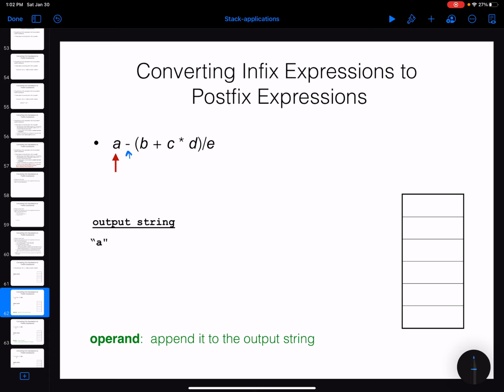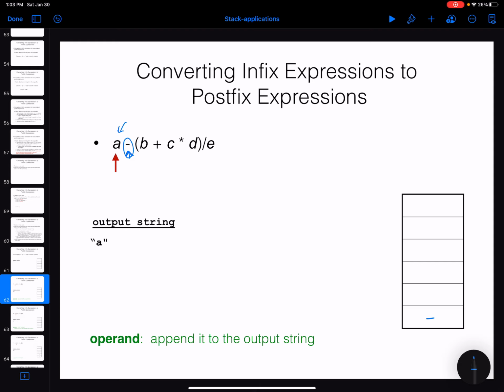So the operator needs to wait to come after all of its operands. You have already seen one of its operands, but you haven't seen the next one, and you don't know what the second operand is going to be. So you have to keep it and wait until you see its next operand, and then you can write it down. So where should I keep it? I should keep it in a stack. So this minus will be pushed to the stack, and it will wait until its turn comes, and you can write it down, add it to the output string.